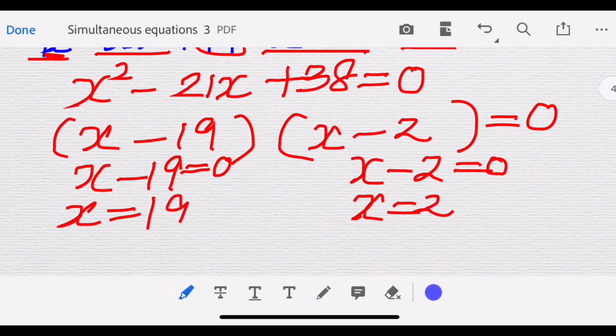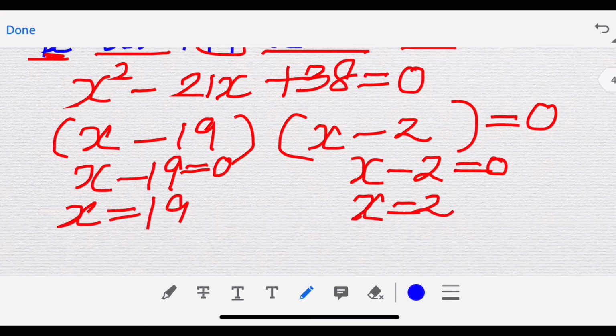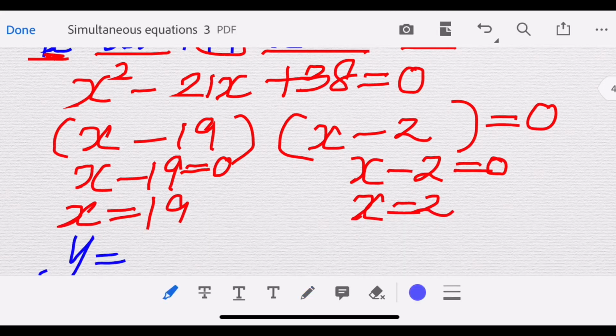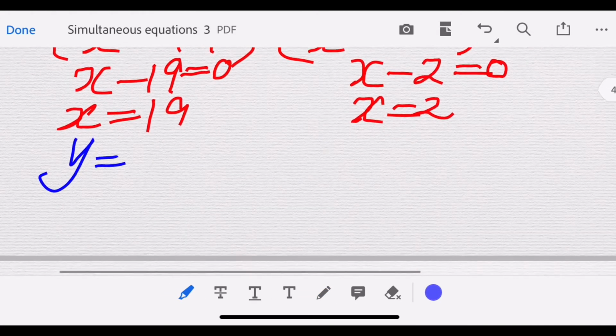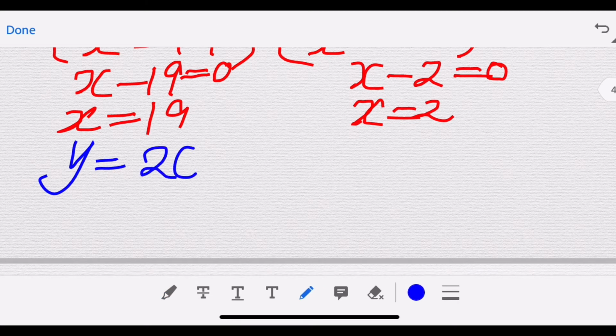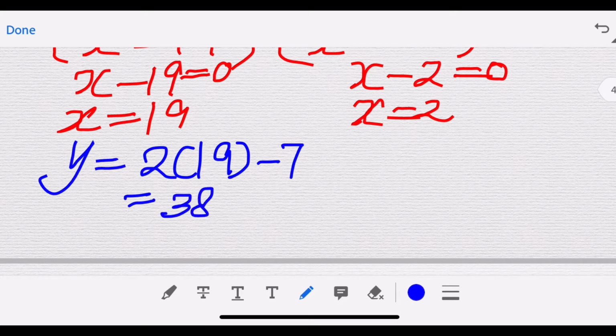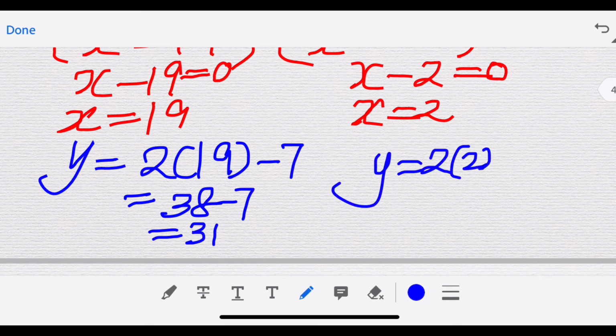And then we have to solve for y. For each value, y is equal to 2x minus 7. So we substitute x, which is 19. It will be 38 minus 7, so 31. Then y will be 2 times 2 minus 7, so the answer for y is negative 3.